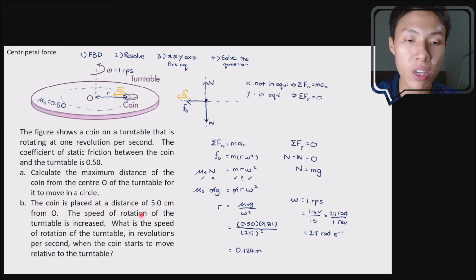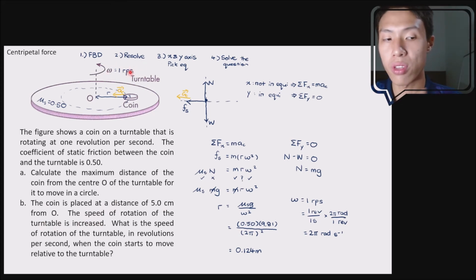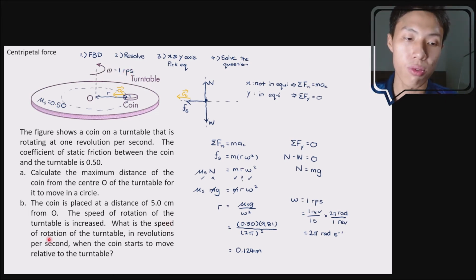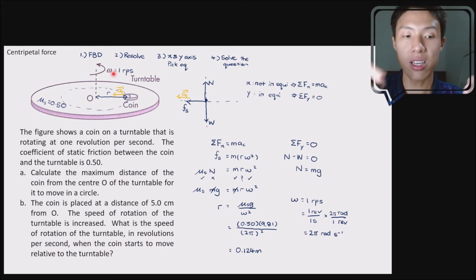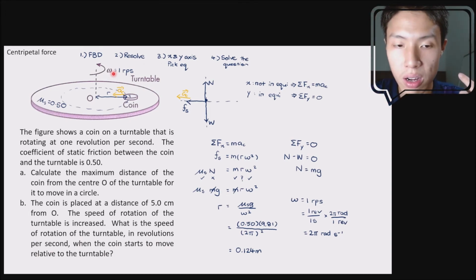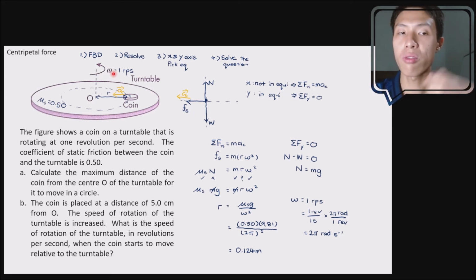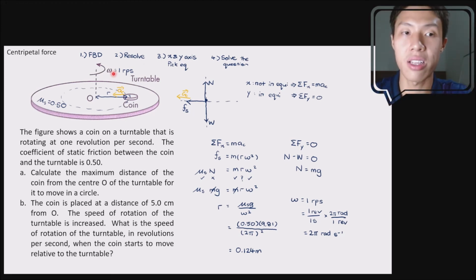And now they say the speed of the rotation of the turntable is increased. So right now it is not fixed at 1 revolution per second. Instead, the speed of the rotation of the turntable will continue to increase. And they ask, what is the speed of rotation of the turntable in revolution per second when the coin starts to move relative to the turntable? So right now you slowly increase from at rest, you spin faster and faster and faster, and they ask at which speed onwards the coin cannot remain on the turntable, instead it will slide along the turntable, probably slide out from the turntable.